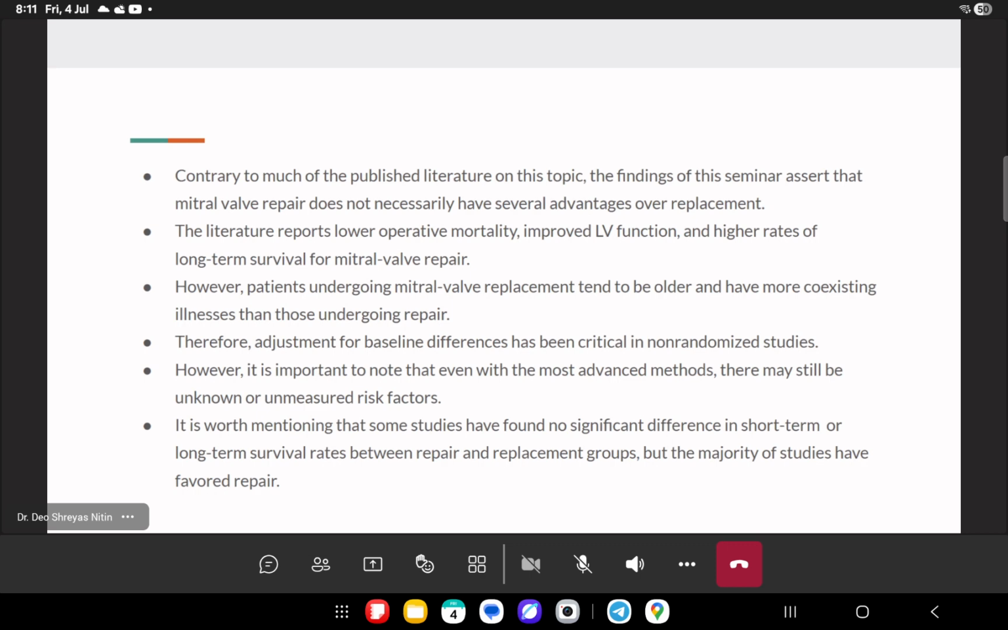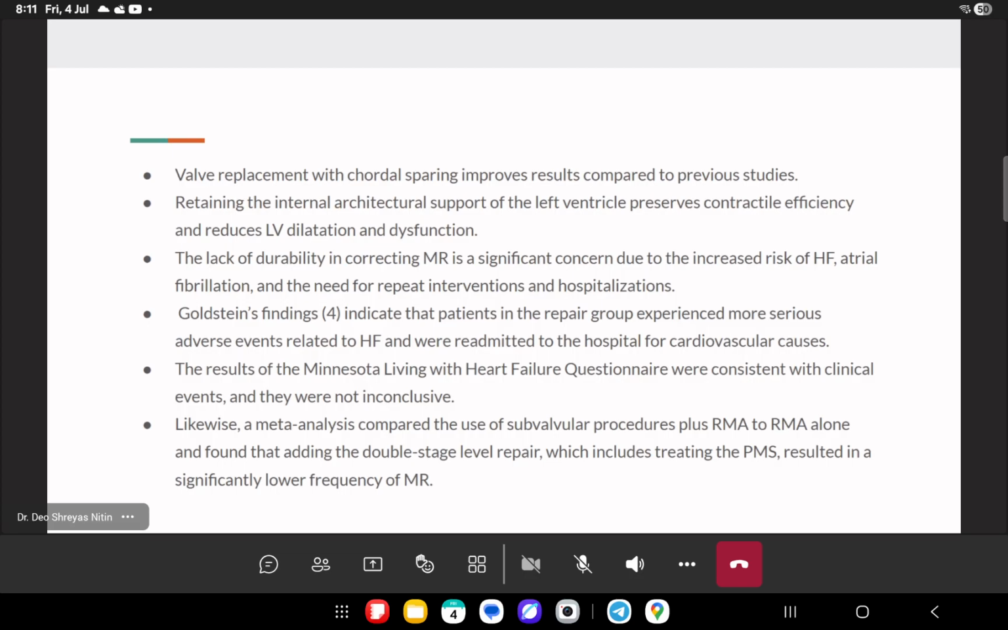It is worth mentioning that some studies have found no significant difference in short-term or long-term survival rates between repair and replacement groups, but the majority of studies have favored repair. Valve replacement with chordal sparing improves results compared to previous studies. Retaining the internal architectural support of the left ventricle preserves contractile efficiency and reduces LV dilatation and dysfunction.